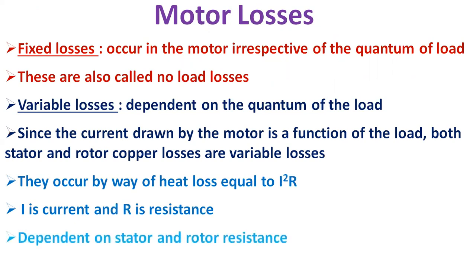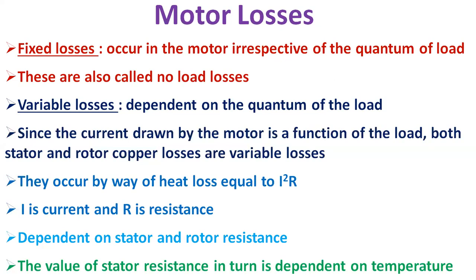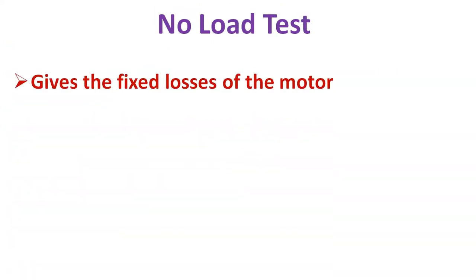Since the current drawn by the motor is a function of the load, both stator and rotor copper losses are variable losses. They occur by way of heat loss equal to I²R, where I represents current and R represents resistance. Hence, they are dependent on stator and rotor resistance. The value of stator resistance in turn is dependent on temperature. Then we have the no-load test. Ambient temperature can be measured by an accurate multimeter or Wheatstone bridge.